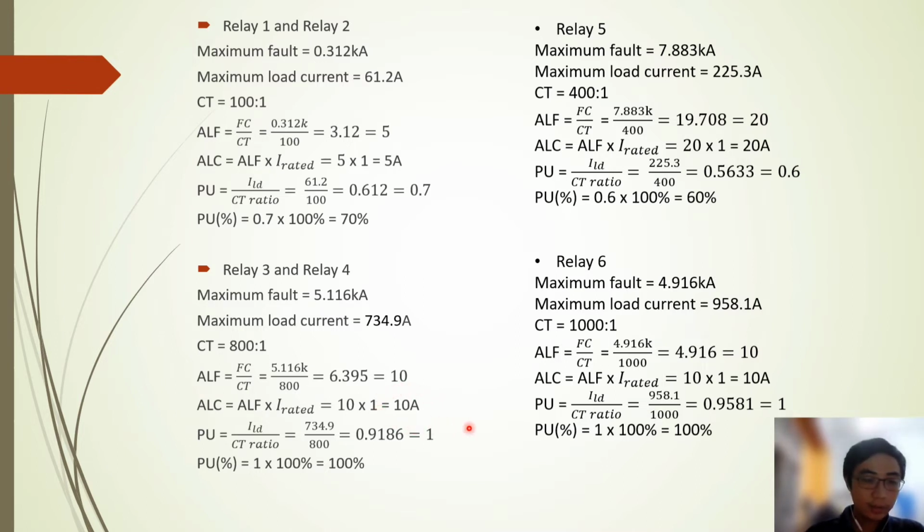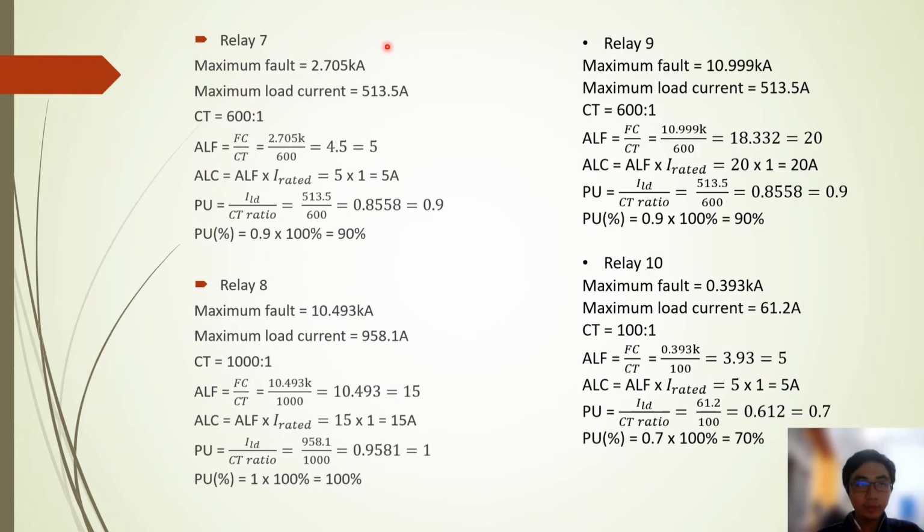The PU setting we get for this is 0.9186, which we approximate to 1 since the step that we chose for this current transformer is 10. And the PU setting that we get is 100%. Then we calculate all the remaining relays, relays 5 and 6, using the same way as relays 1, 2, 3, and 4.